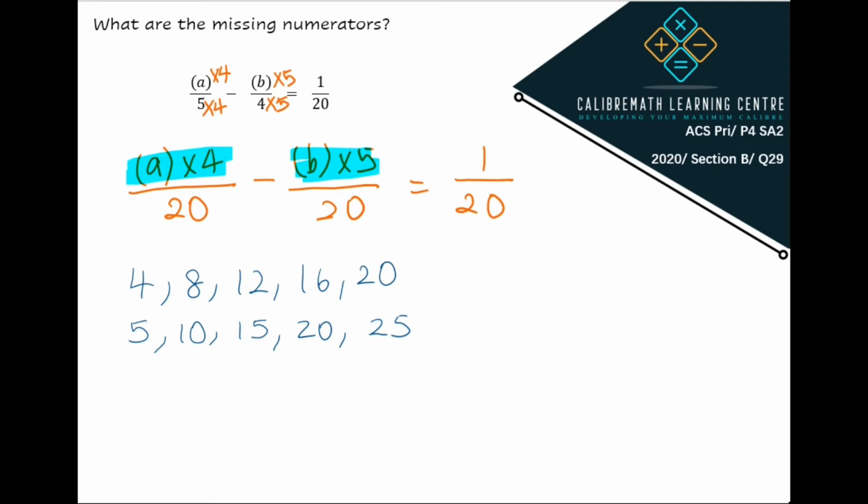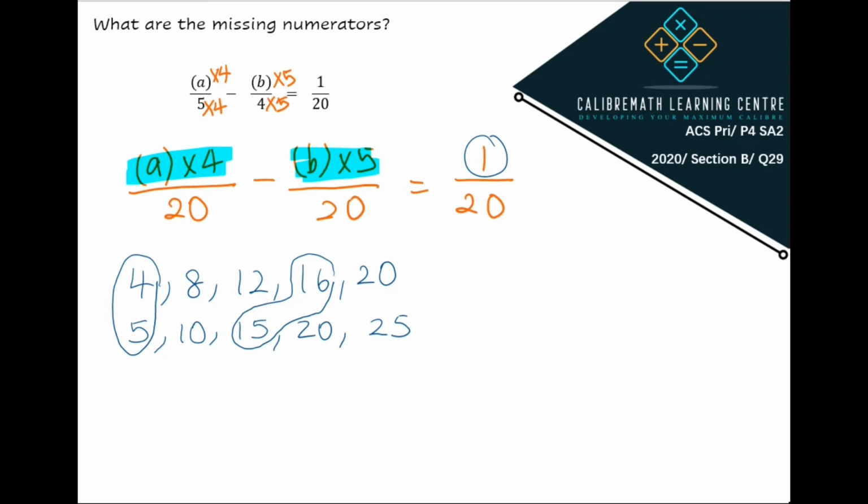So now we are trying to find two numbers in this list that will give us a difference of 1. If you compare them, you will be able to find the first set, which is 4 and 5, and the second set, which is 16 and 15. So that's it from the list of numbers that we have written. So let's try the first possibility.